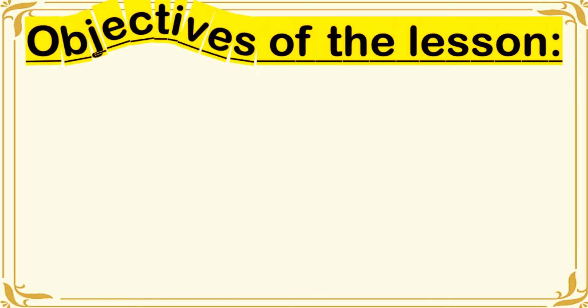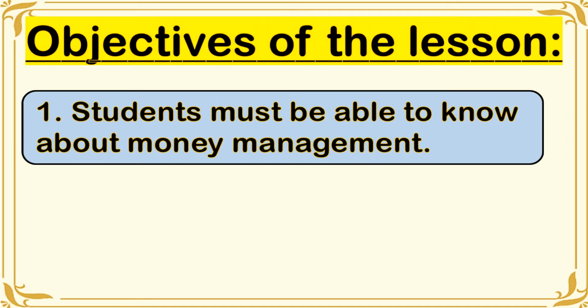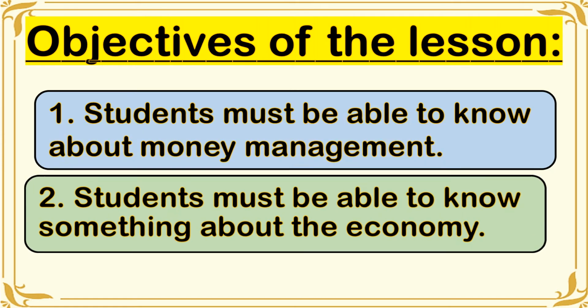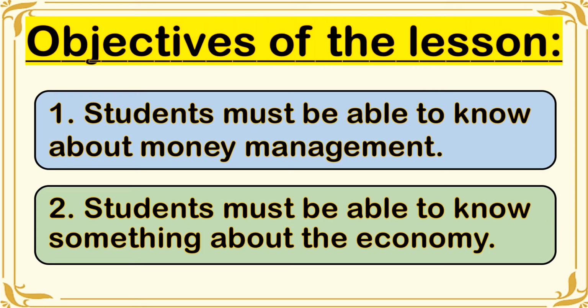For the objectives of the lesson for today, the first one is students must be able to know about money management. And the second one is students must be able to know something about the economy. So at the end of the lesson, I expect that you will already know about money management and something about the economy.